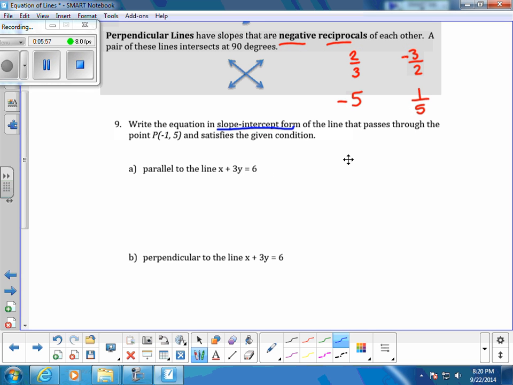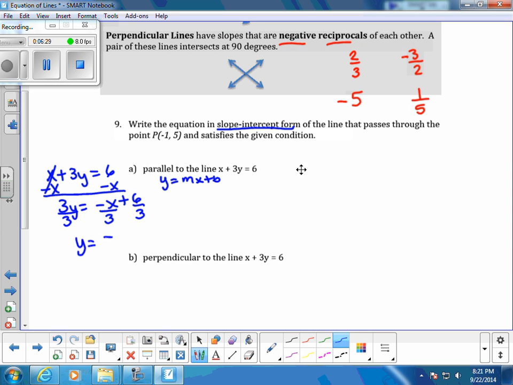So I can't tell the slope of this line just yet, but I can solve it for y and put it in slope-intercept form, because my slope-intercept form is y equals mx plus b. So if I take this equation, x plus 3y, and solve it for y equals, I can determine my slope. So I would have 3y equals negative x plus 6. Divide everything by 3. y is equal to negative 1/3 x plus 2.